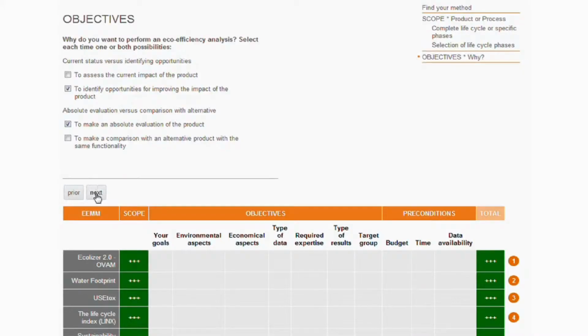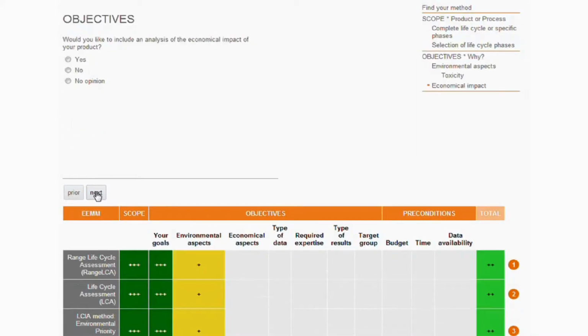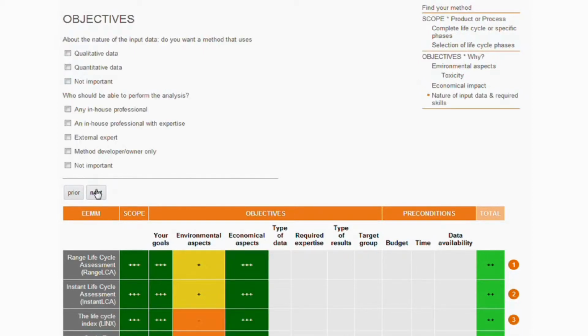You make a series of choices. For example, what is your goal? What are the economic factors at play? What level of expertise is needed? What is your target group?